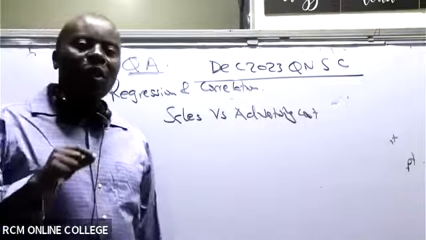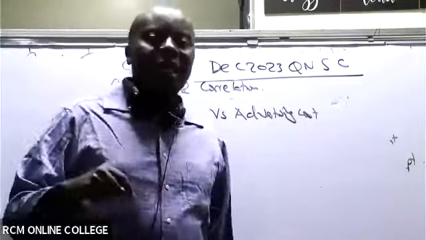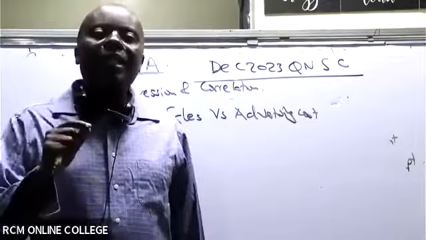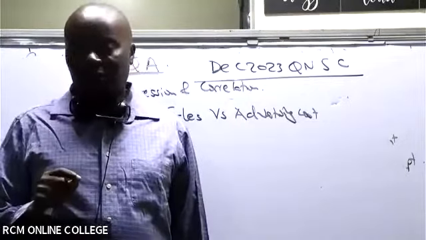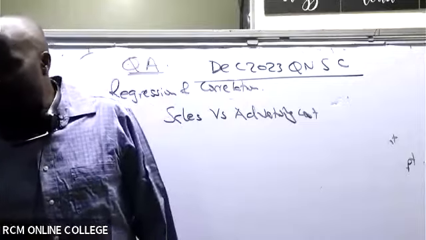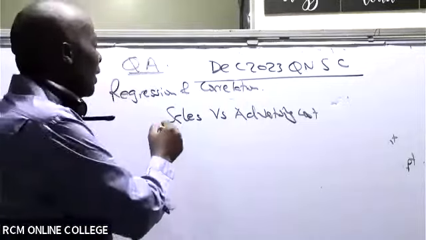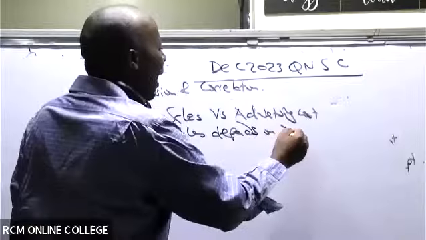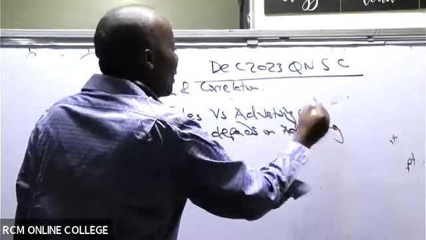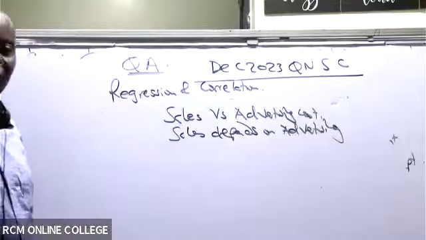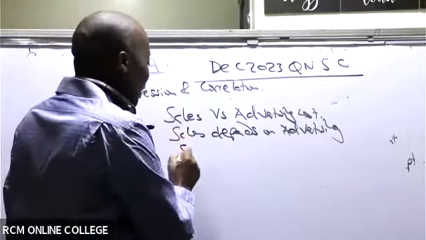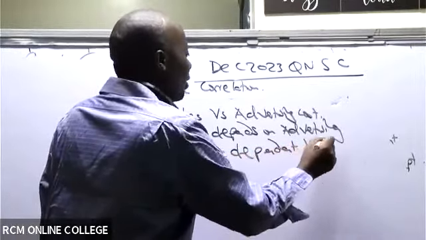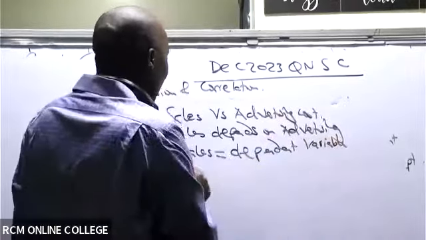Ladies and gentlemen, what I know, if we are aggressively advertising, like RCM College, the moment you aggressively advertise, then sales will have to grow. Sales depends on advertising. Thank you very much, Sabrina. So sales depends on what here? Advertising, and therefore sales is the dependent variable.